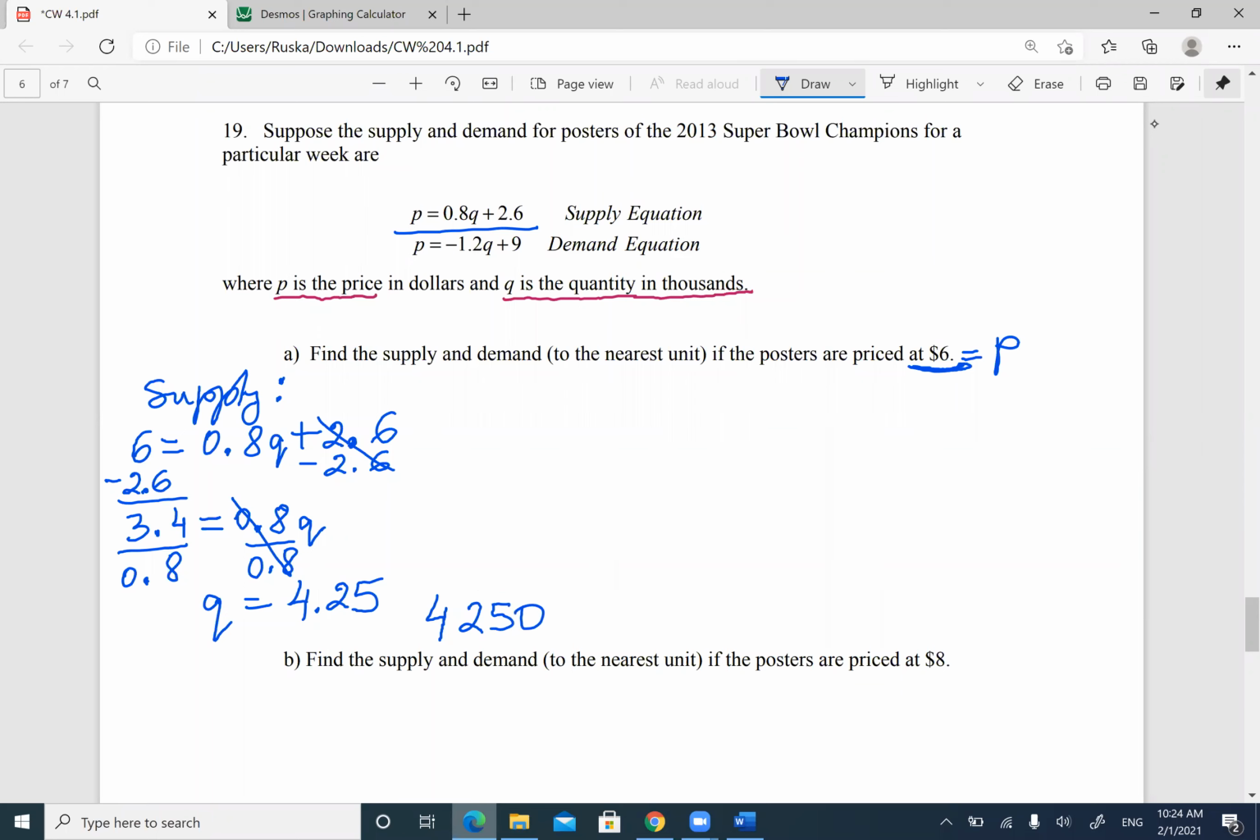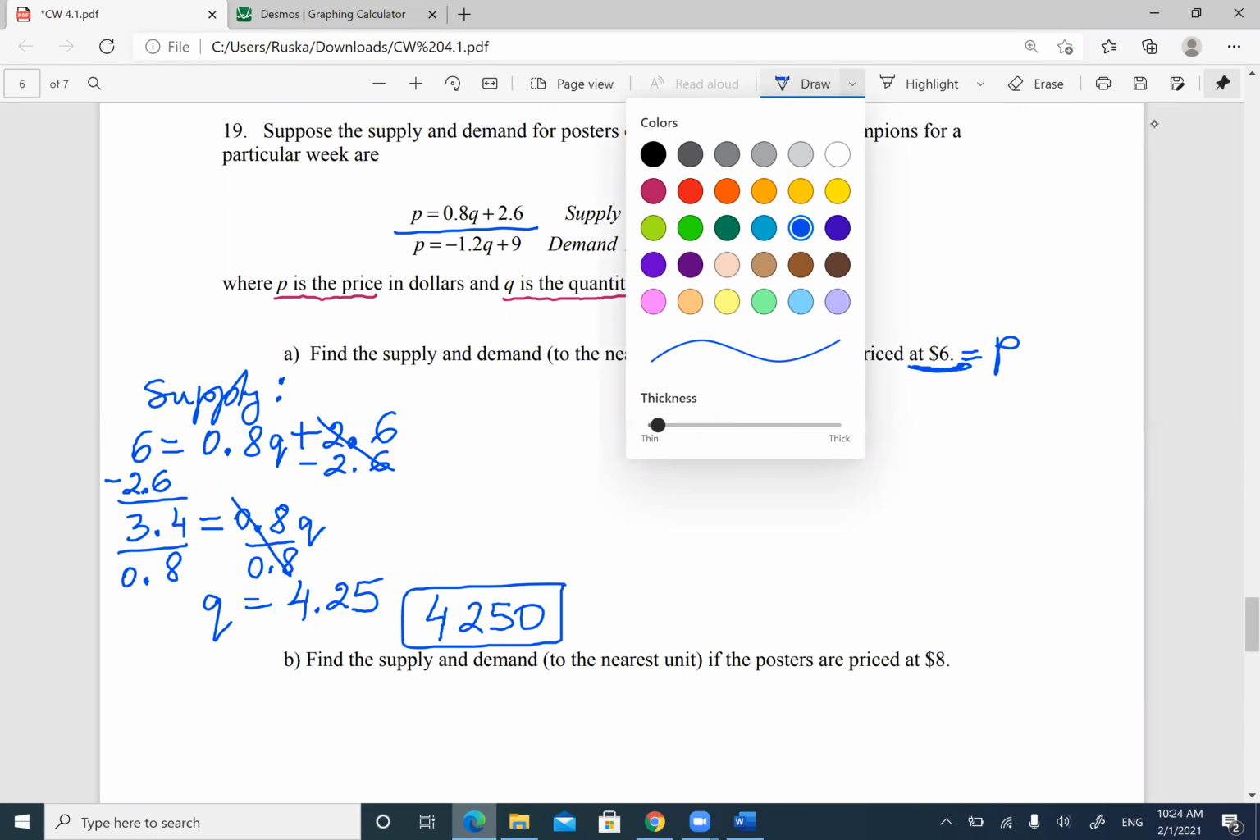4,250 copies. Okay? Everybody understand that? Yes, ma'am. Okay. Then you're going to take the demand equation. So you're going to do the same with the demand equation.